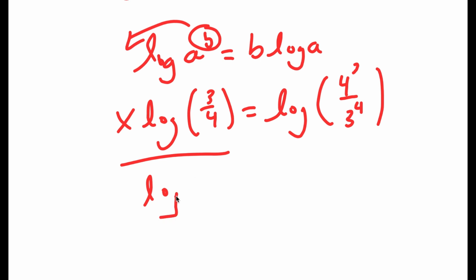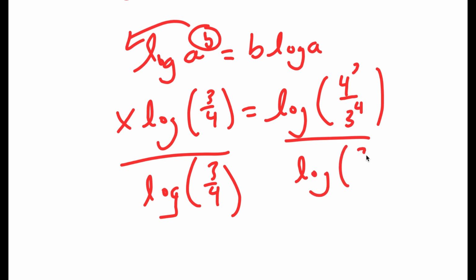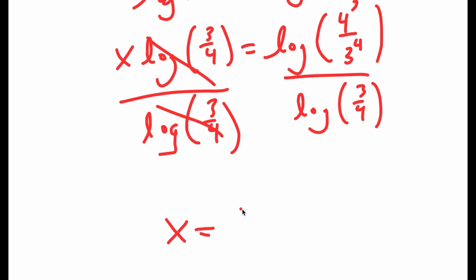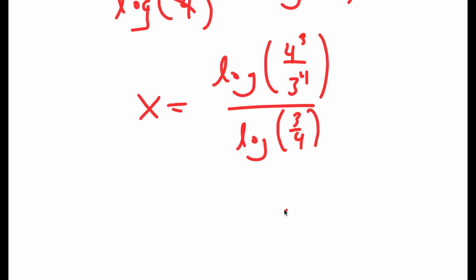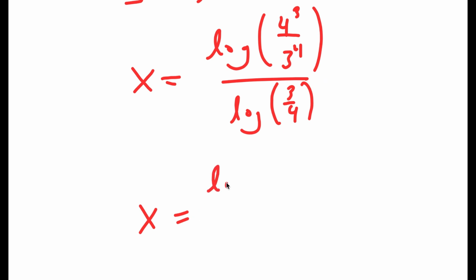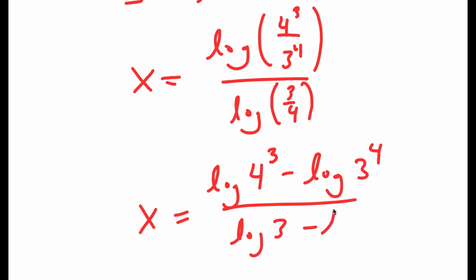Now I'm going to divide both sides by log 3 over 4. So these two cancel out, and I get x is equal to log 4 to the power of 3 over 3 to the power of 4 over log 3 over 4. Now this is the same thing as log 4 to the power of 3 minus log 3 to the power of 4 over log 3 minus log 4.